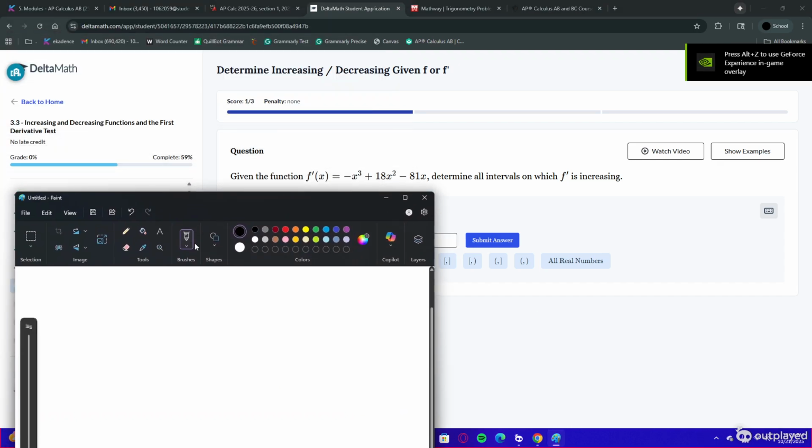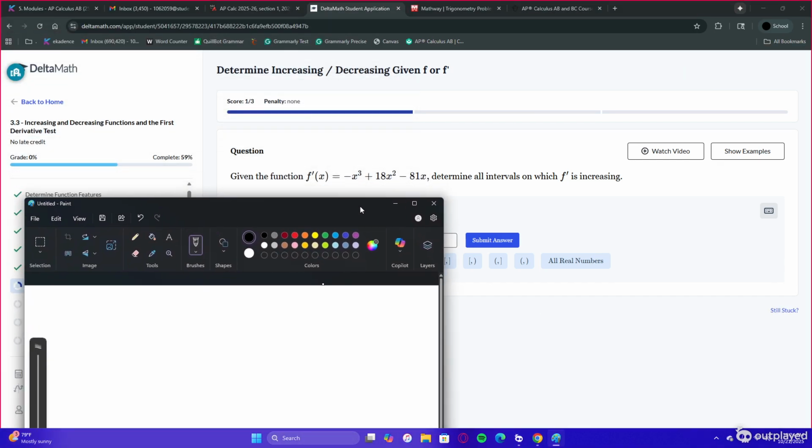Okay, for this question, they give us f prime of x equals negative x to the third plus 18x squared minus 81x. And here, instead of finding where f is increasing, we're finding where f prime is increasing. So to find where f prime is increasing, we have to see where f double prime is positive or negative.